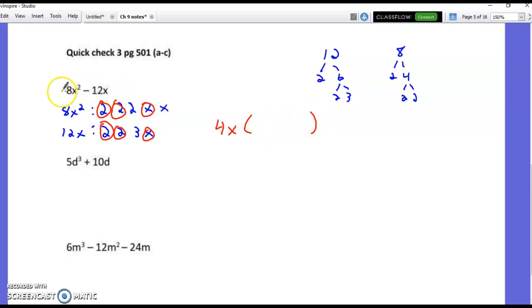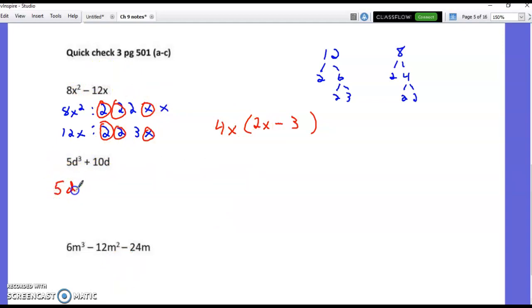On the inside, I'm only going to have 2 terms because it's just 2 terms up here, separated by a minus. So what's left over with our 8x to the second power is just a 2 and an x, so that goes there. And then what's left over at this bottom one? Just a 3. We put that there. Now if we multiplied this back through, distributed this back through, we would get our original problem. All right, let's try the next one.